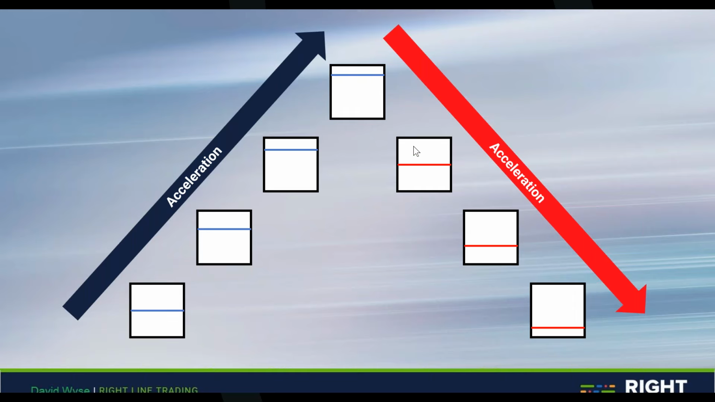And on the short side, it's exactly the opposite. You want the close of the candle to be getting closer and closer to the low of the candle. That's how you determine momentum. So if we're looking at momentum across one, two, or three different time frames, to determine if institutions are in the trade, we have to see this across multiple time frames, right?